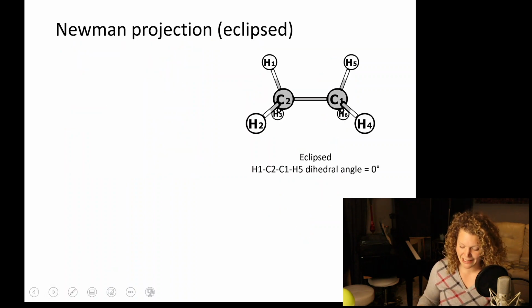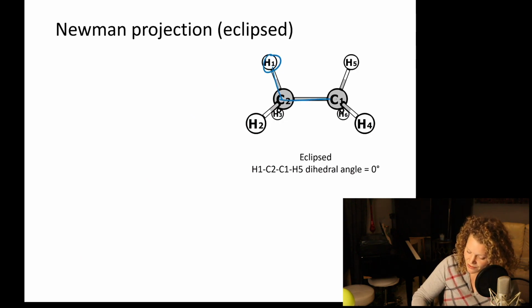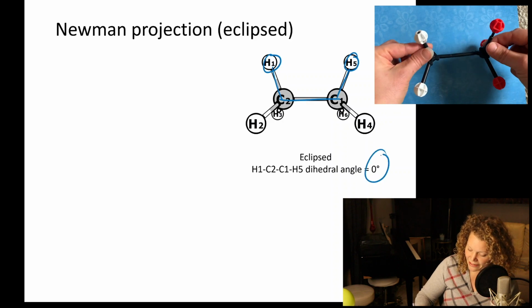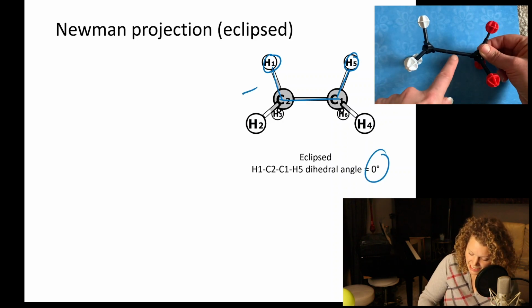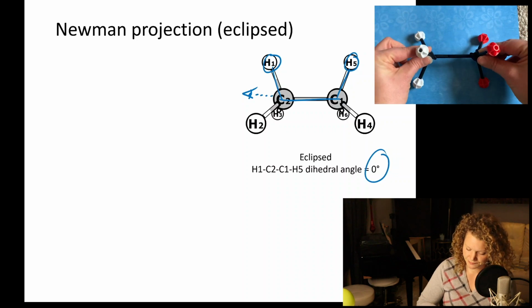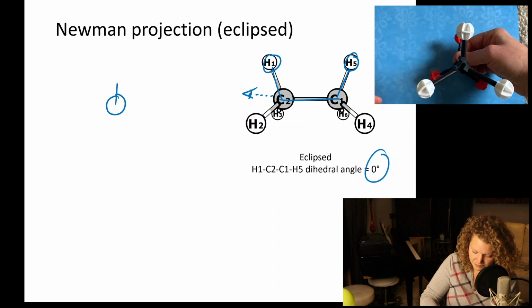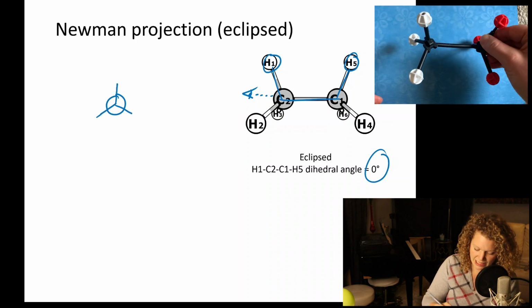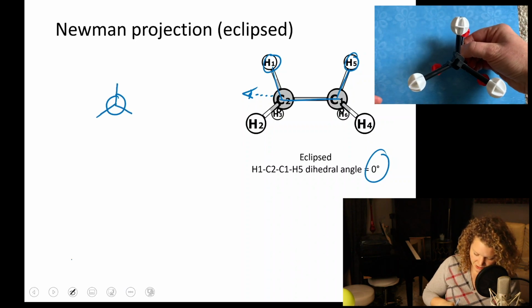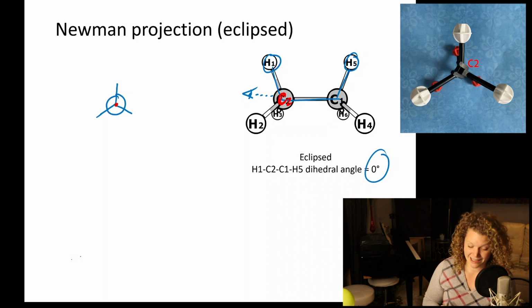Let's do an eclipsed Newman projection. So in this case, H1 and H5 are in the same plane. The dihedral angle is 0. Let's again look down this C2. All right, so I'm going to draw my circle for the Newman projection. We can actually go ahead and draw our 3 lines. This middle dot here is our C2. Let's go ahead and label this with red. So here's C2, here's our middle dot, and that is C2.